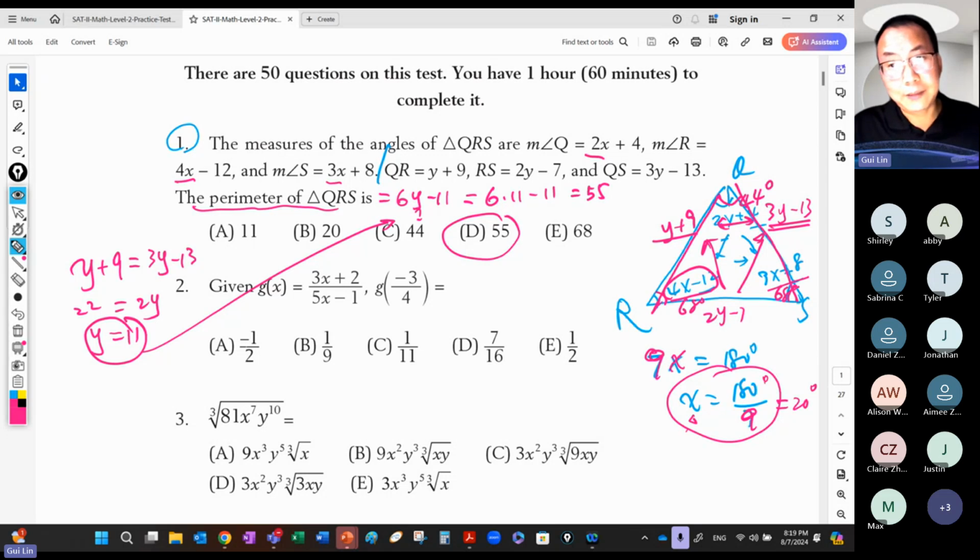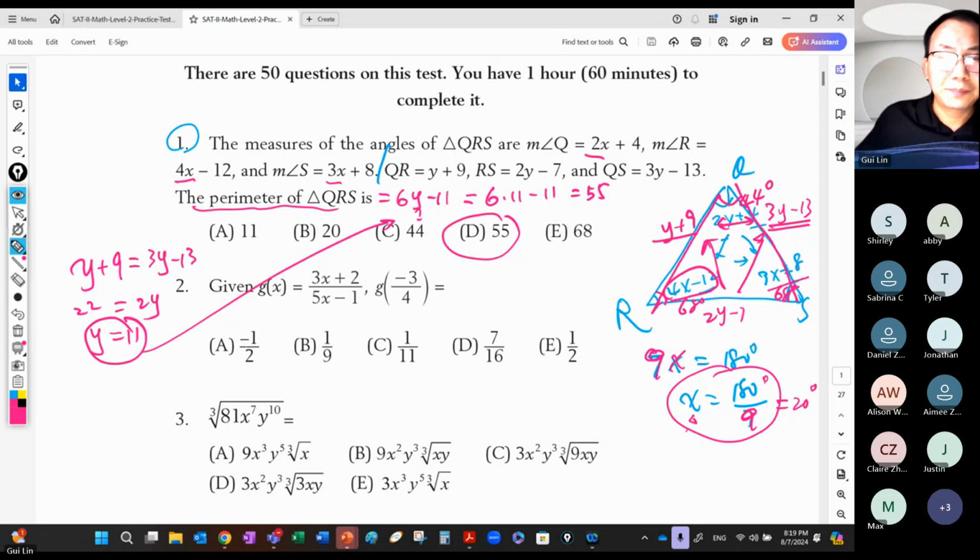Oh, we don't need a calculator. I know we don't need a calculator. We found a special case, right? Does it make sense?